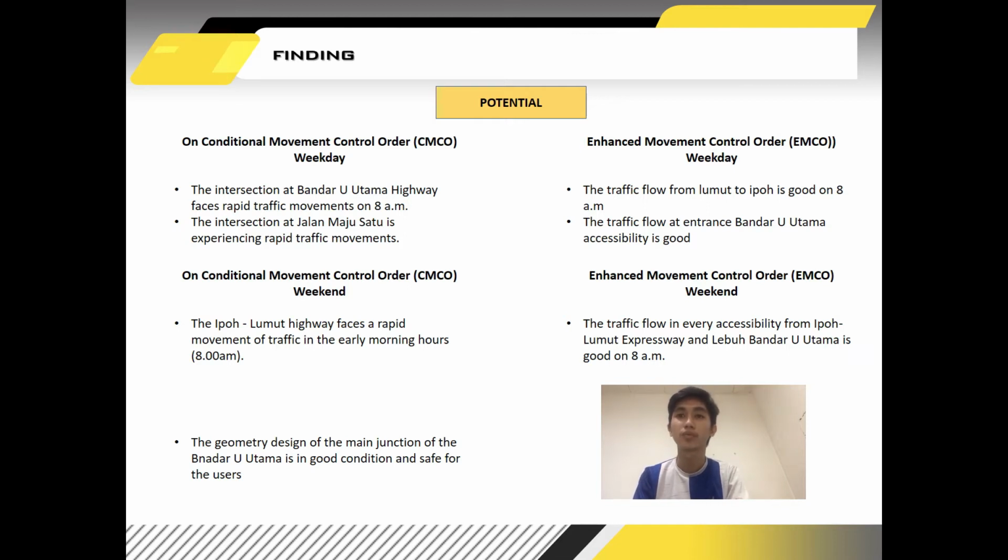In the findings, we come out with two, which are potential and constraint. In potential, on CMCO weekend, the intersection of Bandar Utama Highway faces rapid traffic movement at 8 a.m. Next, the intersection at Jalan Maju 1 is experiencing rapid traffic movement at 5 p.m. On CMCO weekend, the Ipoh Lumut Highway faces rapid movement of traffic in the early morning, which is 8 a.m. On EMCO weekend, the traffic flow from Lumut to Ipoh is good at 8 a.m. Next, the traffic flow at the entrance to Bandar Utama accessibility is good.